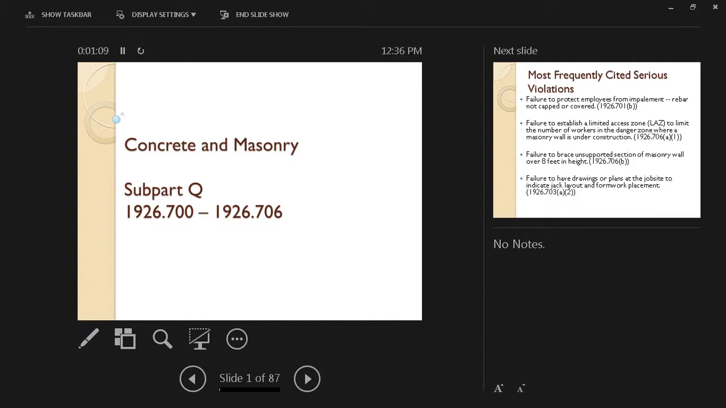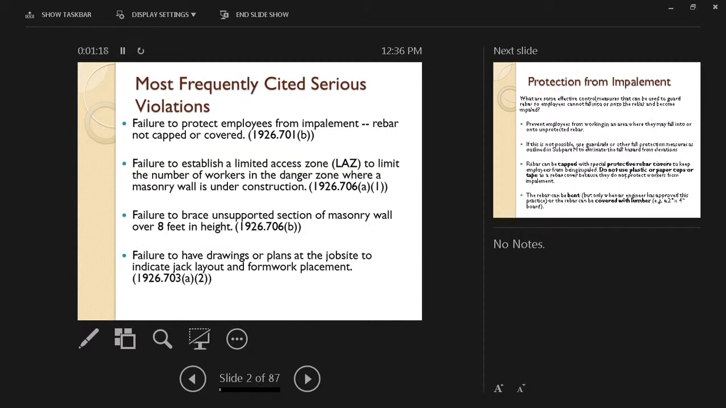A lot of activities take place in concrete and masonry construction, and these can be very hazardous if attention and care are not taken into consideration. So what are some of the most frequently cited serious violations? Failure to protect employees from impalement, which is basically rebar not being capped or covered, as we're going to talk about in a minute. Failure to establish a limited access zone to limit the number of workers in the danger zone where a masonry wall is under construction. We're going to talk about what's a limited access zone.